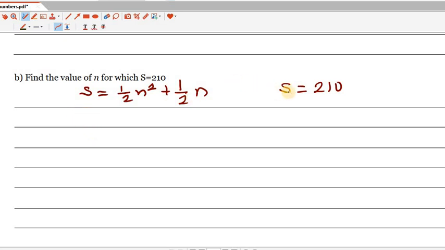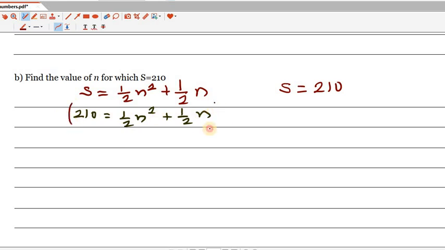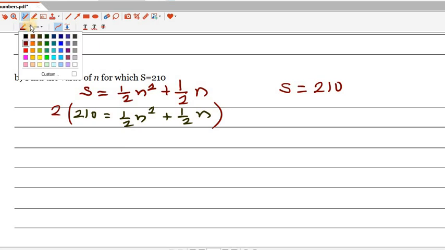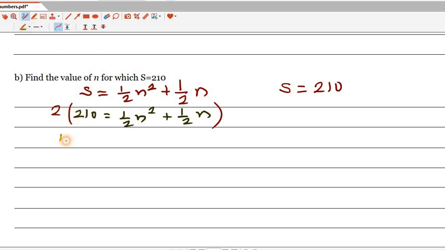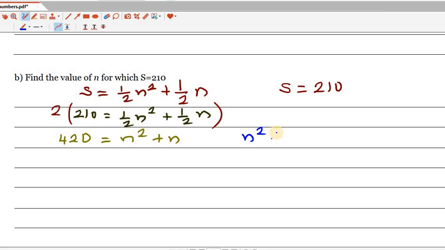Okay, hopefully you have done this. Let's substitute 210 into this equation. So 210 is equal to half n squared plus half n. I don't want this half, so how can I undo it? I can multiply this whole thing by 2. 2 times 210 is 420, which is equal to n squared plus n. Now this has become a simple quadratic equation. So n squared plus n minus 420 is equal to 0.